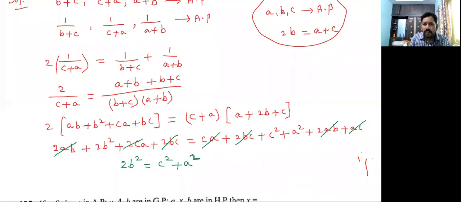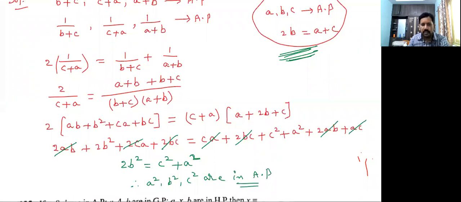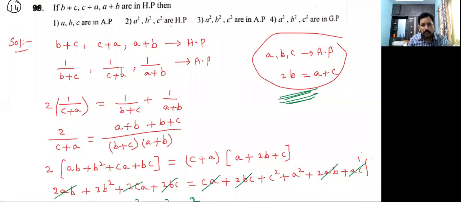So this is in the form like this: 2B is equal to A plus C. Therefore, we say that A square, B square, C square are in AP, arithmetic progression. This is the answer. See the options. Which option is correct? The third option is correct.